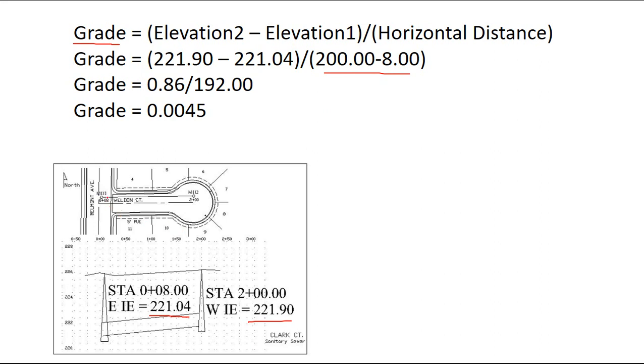Now what we're doing is we're running straight down a road here, so we can use our stations to find the horizontal distance. We can subtract the stations, so take 200 minus 8 and we get 192. Take the difference in elevations and we get 0.86. Divide that out, we get 0.0045. We carry this out at least 4 places past the decimal. So that's the grade, or the slope of the line, as it runs up from station 0 plus 08 to station 2 plus 00.